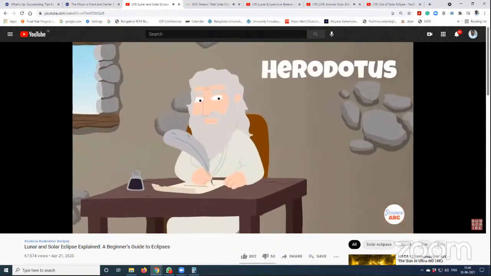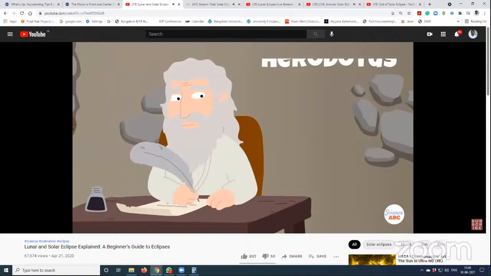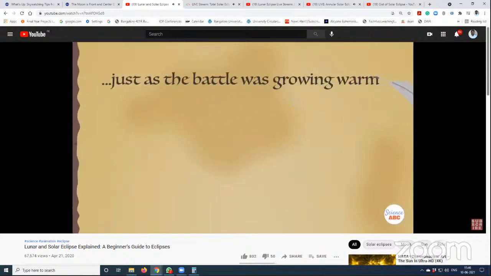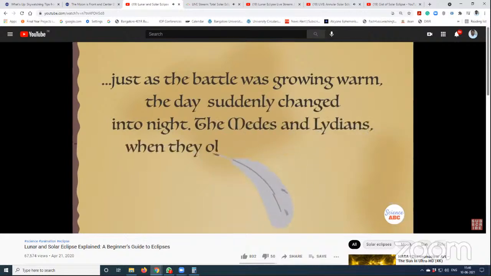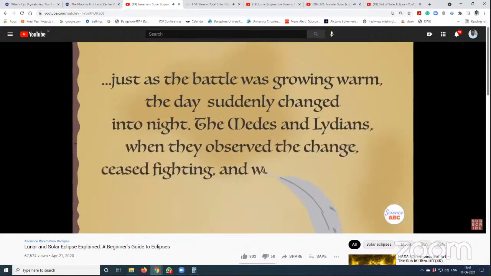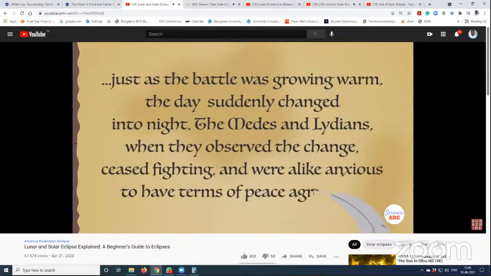Herodotus, an ancient Greek historian, writes in one of his works, "Just as the battle was growing warm, the day suddenly changed into night. The Medes and Lydians, when they observed the change, ceased fighting and were alike anxious to have terms of peace agreed on."